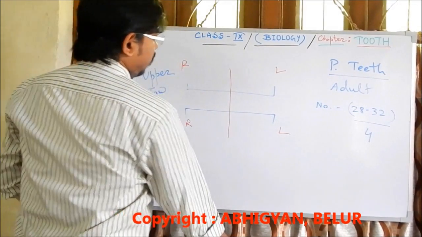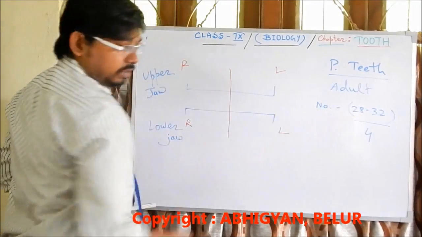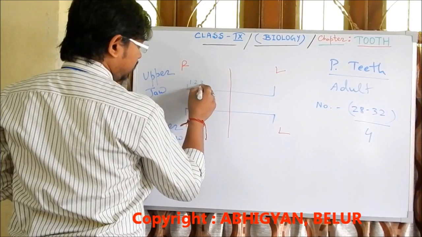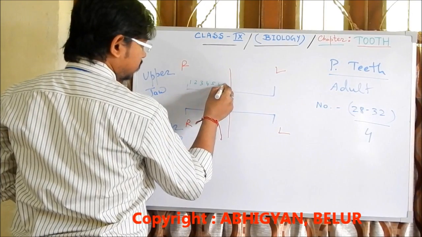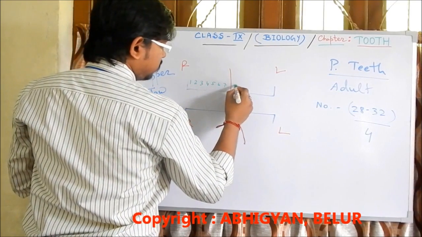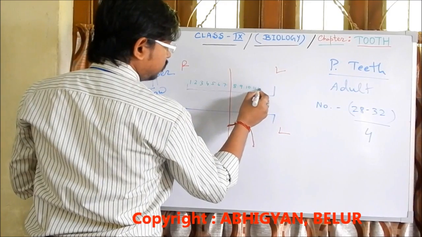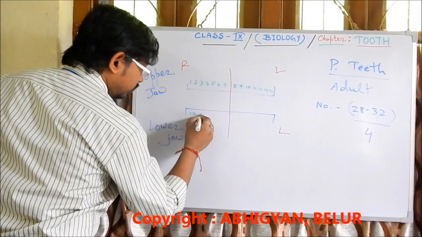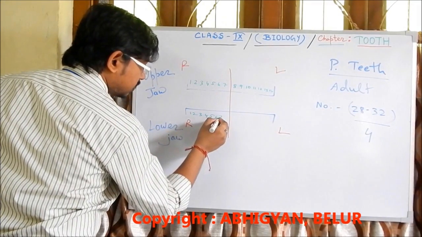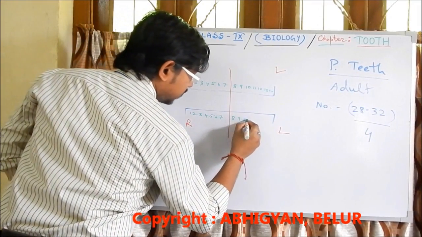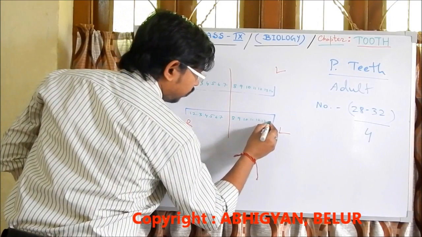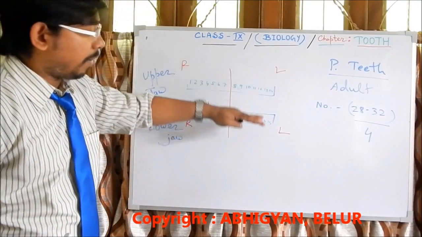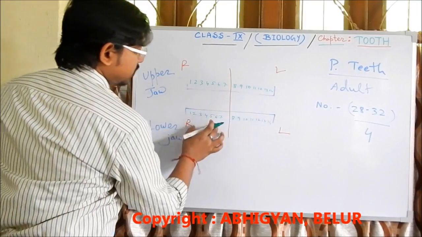Now, if 28 teeth are there, how will you divide? 14 here, so 1, 2, 3, 4, 5, 6, 7, 8, 9, 10, 11, 12, 13, 14. Same here, 14. So 14, 14, 28 teeth, upper jaw, lower jaw. So 7, 7, 7, 7.